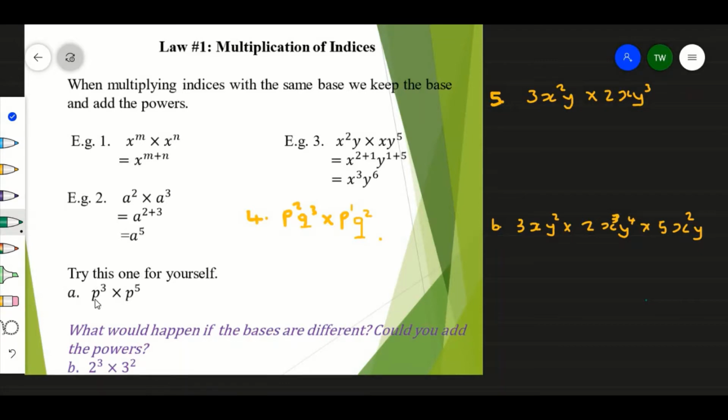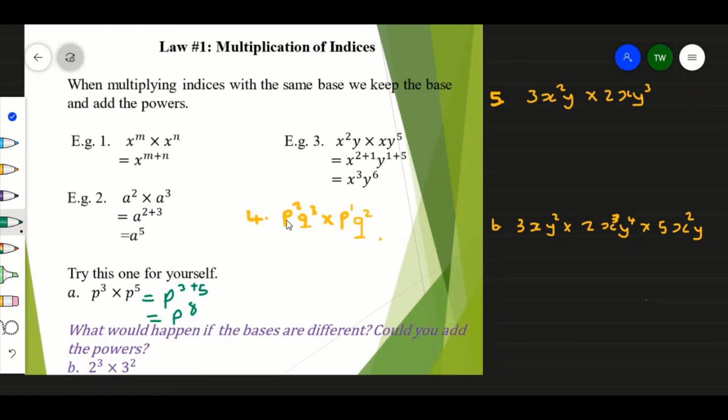So here we have p to the third power times p to the 5th power. The bases are the same, which is p, so we're going to keep our base, which is p, and we're simply going to add the index, which is 3 plus 5, and that's going to give us a final answer of p raised to the 8th power.